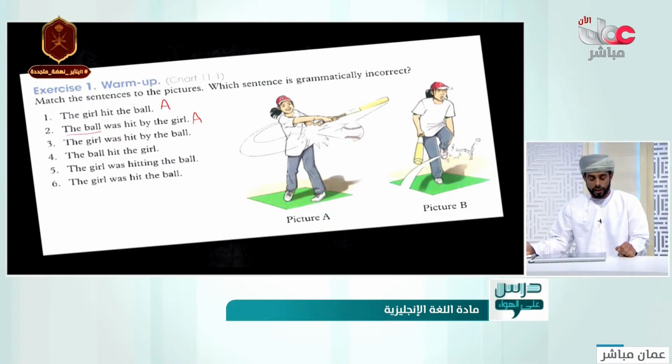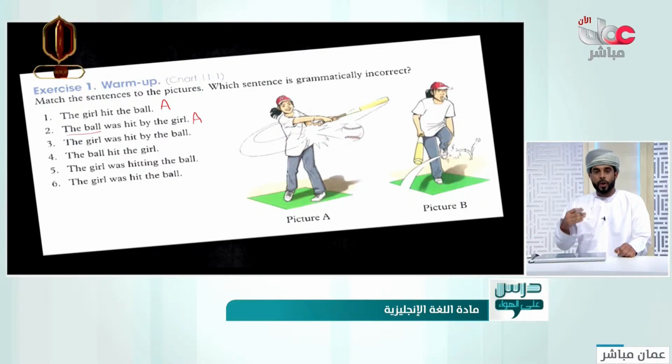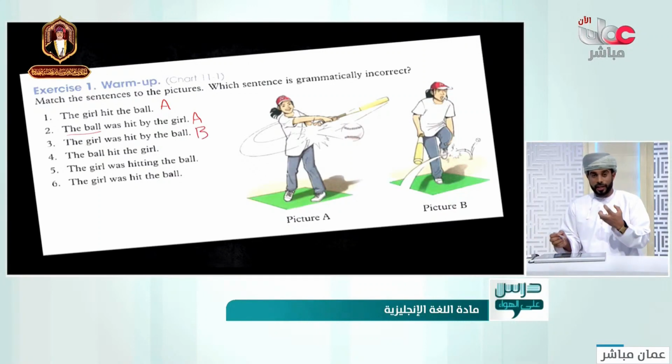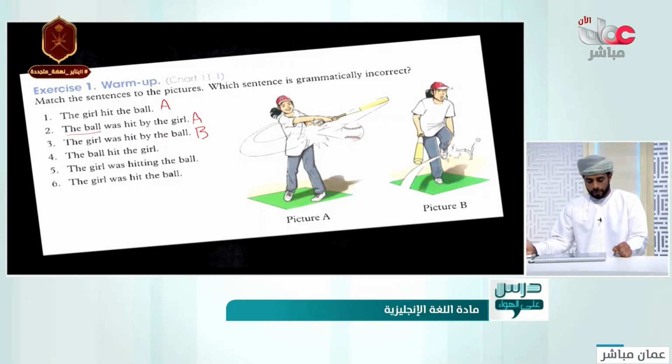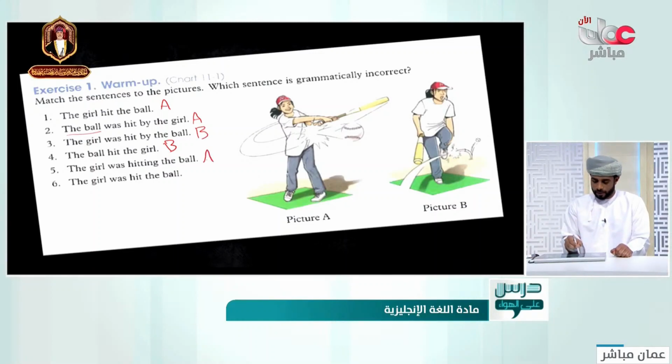What about three? The girl was hit by the ball. Which one of them is this one? Yes, this is B. Why is that? Because the girl received the action and the ball hit the girl. Nice. Four, the ball hit the girl. Is it B? It is very clear. The girl was hitting the ball. Which one of them? It is A.